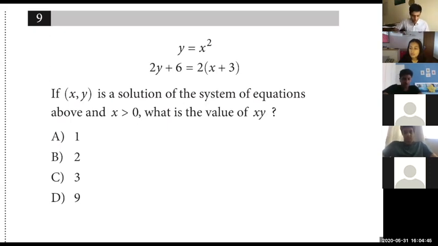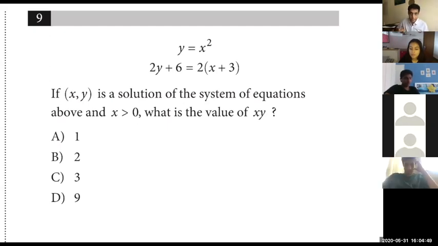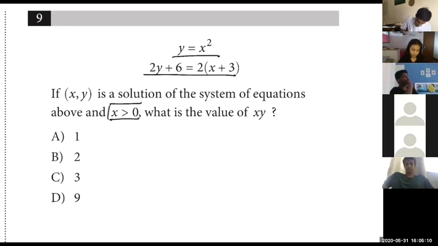Okay, so the two equations are y is equal to x square, and 2y plus 6 is equal to 2 into (x plus 3), the whole. So if x and y is a solution of the system of equations above and x is greater than 0, what is the value of xy? Okay, so what do you highlight? The two equations, yep, okay. And x is greater than 0. x is greater than 0, nice, okay.